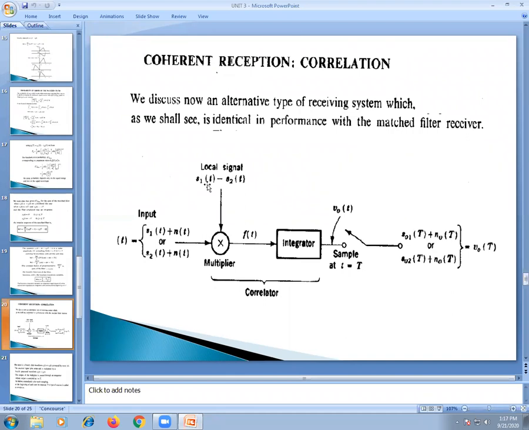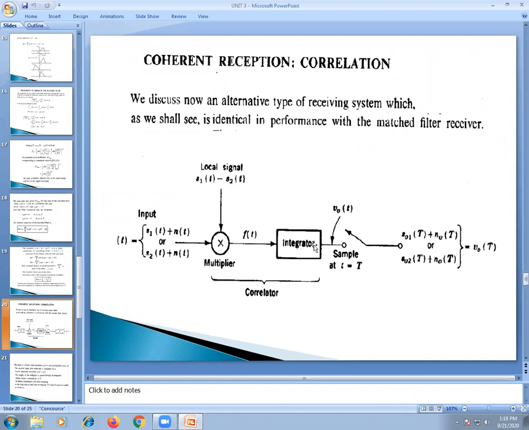What you are giving as input is S1 and S2. So the received signal is S1 plus n of t or S2 plus n of t, where n of t is the added noise. It is given to a multiplier, and the other signal is the local signal, the difference of the signals, S1 of t minus S2 of t. So now the f of t signal is the multiplication of the input signal with the local signal. That is the f of t signal.